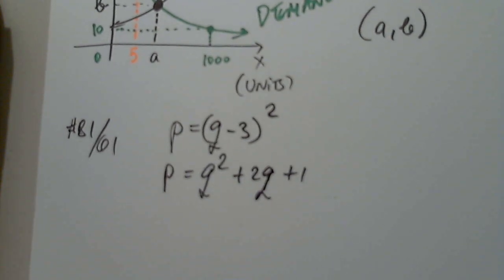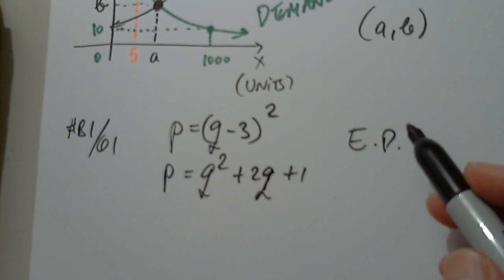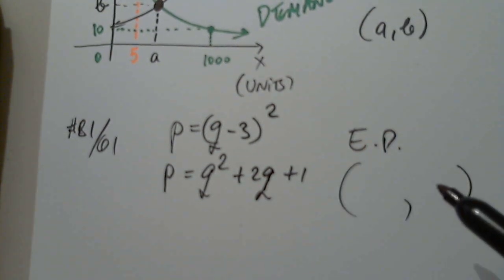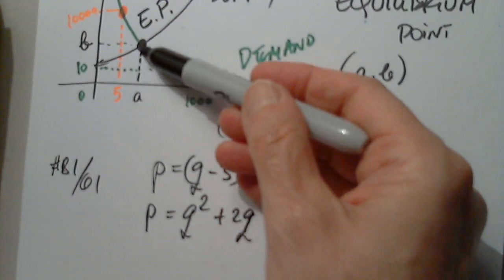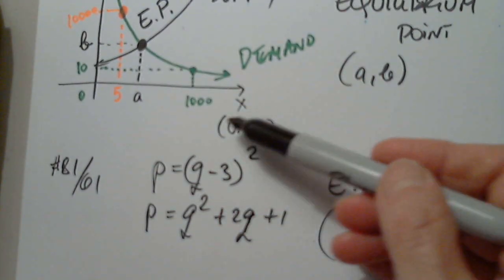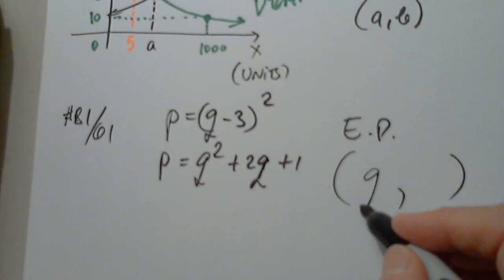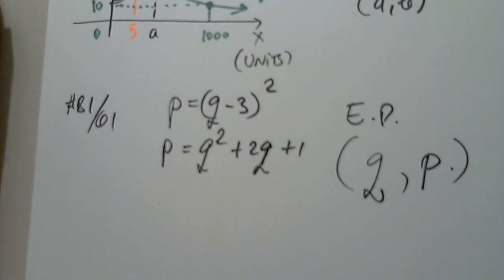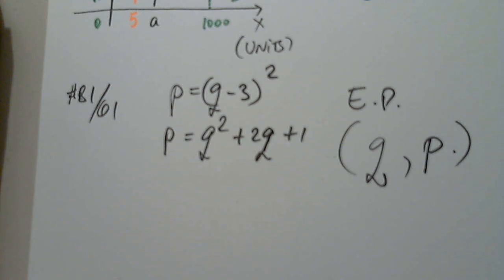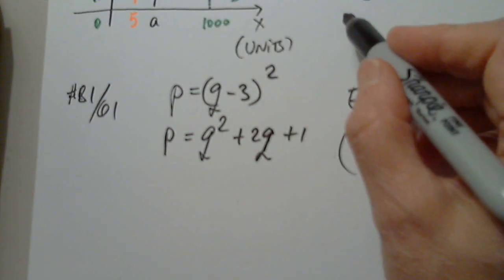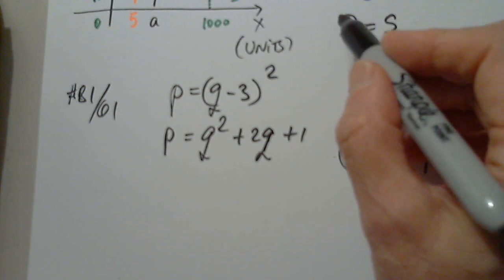They're asking us to find the equilibrium point. And remember, the equilibrium point is a point, meaning two coordinates. So this will be, according to their notation, this will be the Q, and this will be the P. So I have Q and P. So the equilibrium point is when the demand function equals the supply.